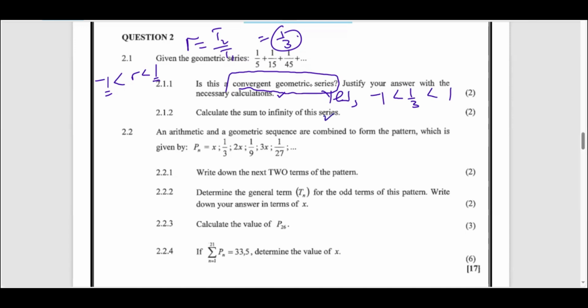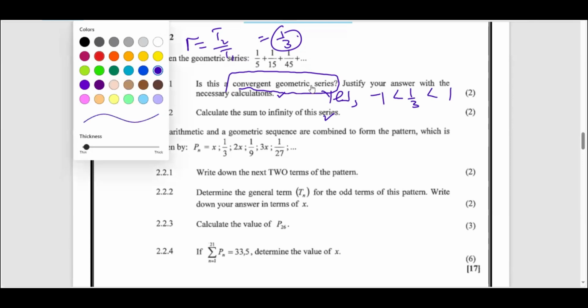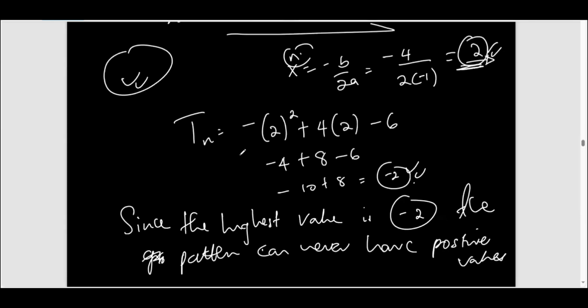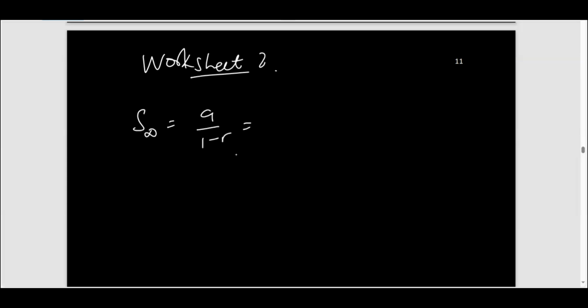Then calculate the sum to infinity. So we know that the sum to infinity will be given as a over 1 minus r. Let me just write it this side. This is worksheet 2. Okay, so sum to infinity is a over 1 minus r.